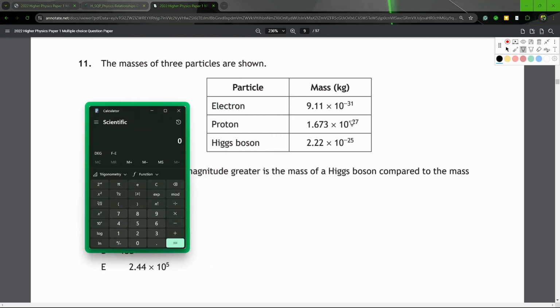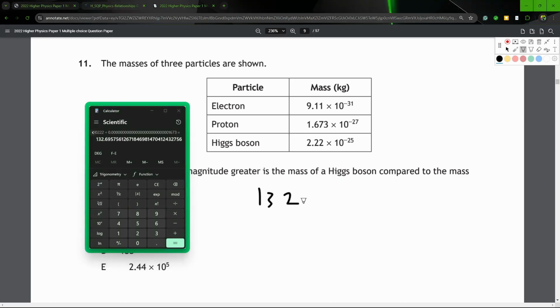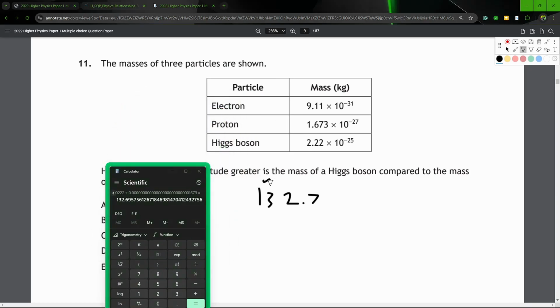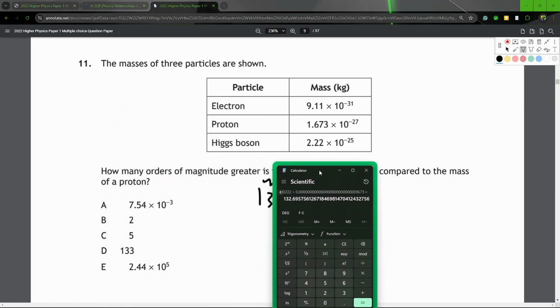But just in case, let's go and divide them both, right? So I'm going to go 2.22 E25 divided by 1.673 E27. What do we get? We got 132.7 or whatever. Well, it doesn't really matter. That's 2 orders of magnitude, so to speak.